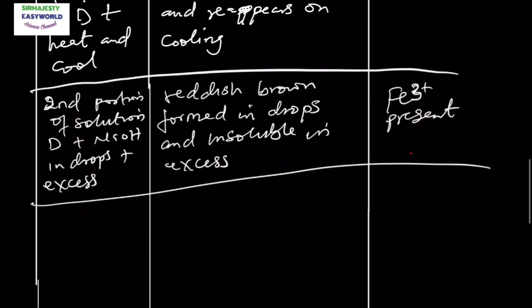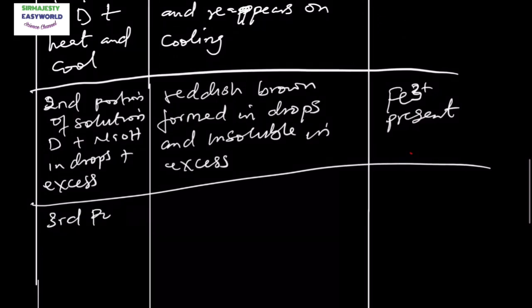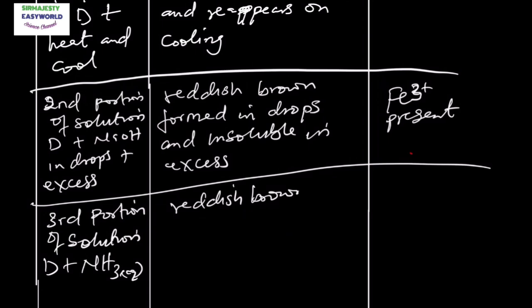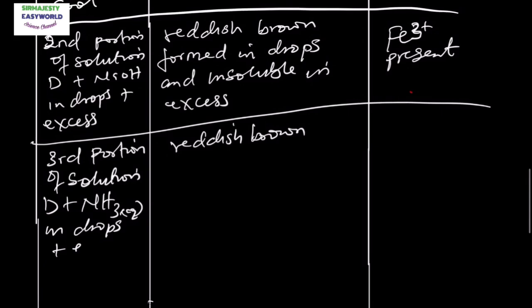So then, to the third portion, we were also told to do the same but with aqueous ammonia, please. So there will still be the same results. Reddish brown in drops, plus excess. Reddish brown in drops is you just add a few drops, 2 or 3. Then in excess you pour to check whether the precipitate formed dissolves or persists.